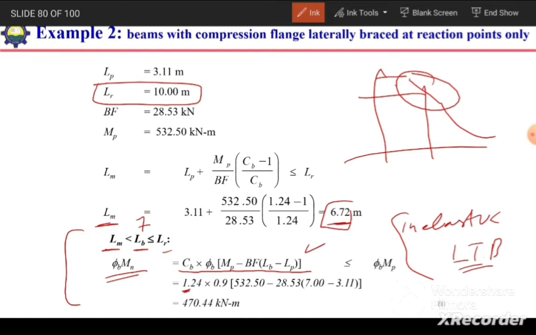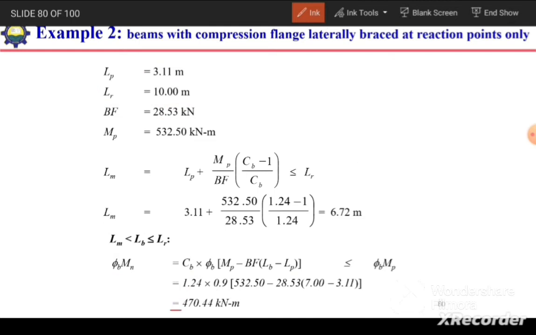So CB 0.9, MP 532, BF 28.53, and LB is 7 and LP is 3.11. We can also select its value, which is 3.11, over here. So the phi b Mn value comes out to be 470.44 kilonewton meter. This is the flexural capacity of the member corresponding to inelastic lateral torsional buckling.